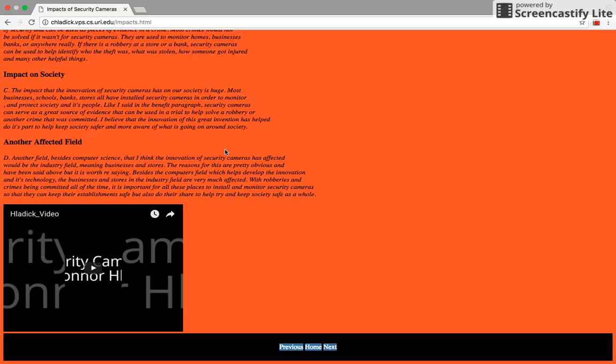Another affected field besides computer science that I believe this innovation affects is the business field. As I said, the reasons for this are pretty obvious and stated above. Besides the computer field, which helps develop the innovation and its technology, the businesses and stores in that industry are very much affected. With robberies and crimes being committed all the time, it's important for these places to install and monitor their establishments so that they can keep the people and the establishment itself safe.